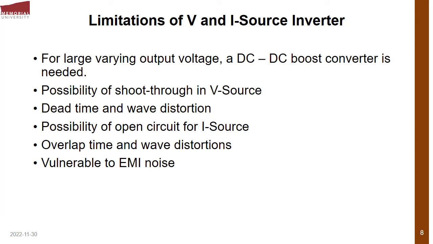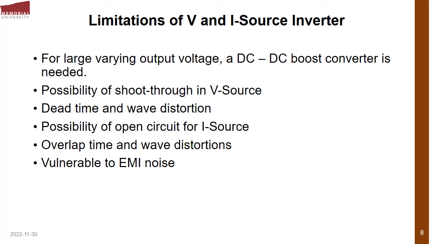We also have the possibility of shoot through in the V source, which happens if a leg is open, when the upper part and the lower part are on at the same time. We can solve this problem with dead time, but this dead time of course gives us another problem, which is wave distortion. And we have a possibility of open circuits in the I source, which is if the total upper part is open and the total lower part is closed. We can also solve this problem with overlap time, and this also gives us the problem of wave distortion.